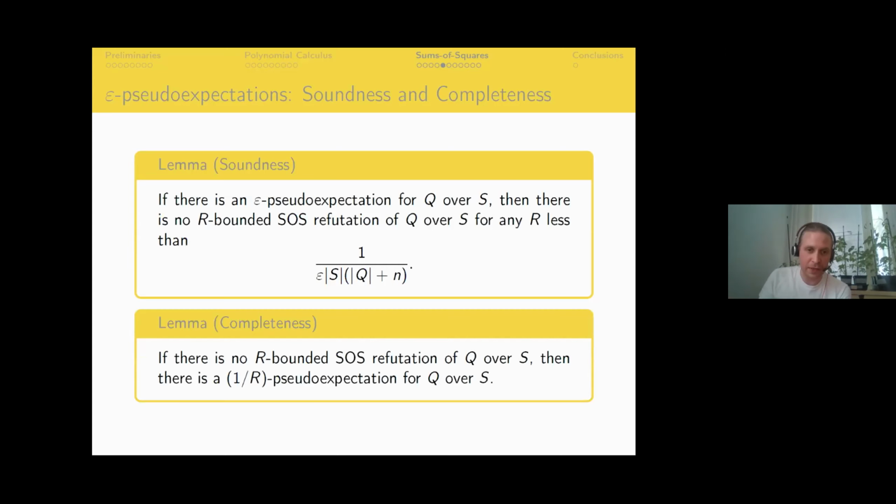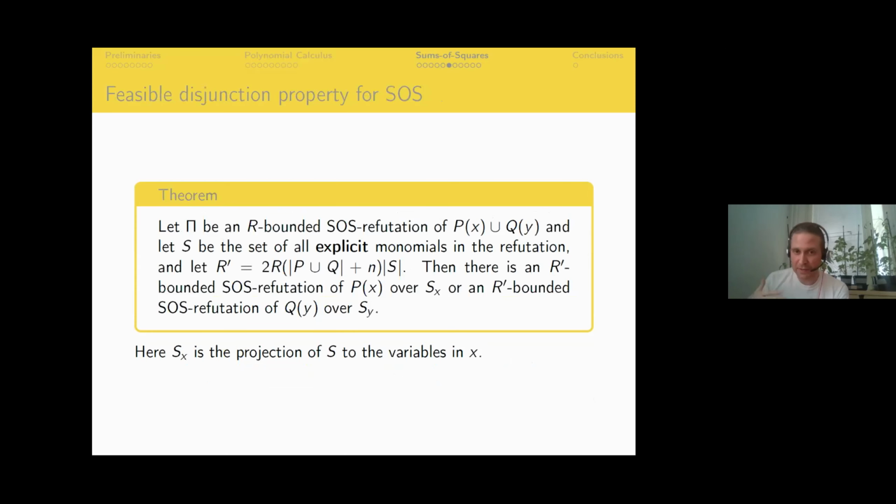On the other hand, we also have this completeness. So if there are no R-bounded SOS refutations, then we have a semantic certificate for such a thing. Okay. And now the feasible disjunction property goes basically the same. Here we just need to carry along these bounds on the coefficients also.